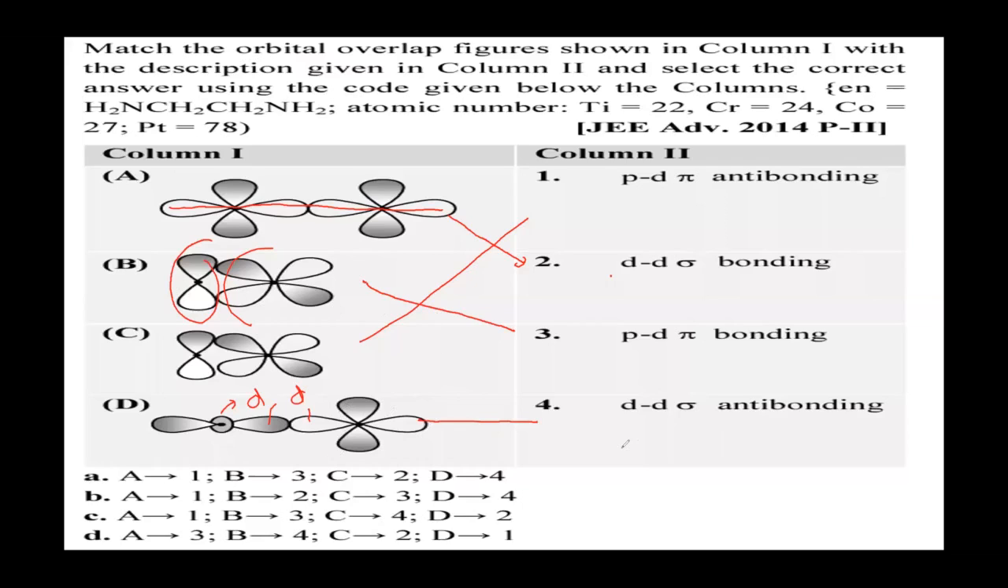So the answer to this question: A will be 2. B will be 3 or 1, no problem, because both structures are similar. B can be 3 and C can be 1, and D will be 4. So D is 4, and C2 is also okay. Now it is clear, so you write this option accordingly. There may be some printing mistake here.